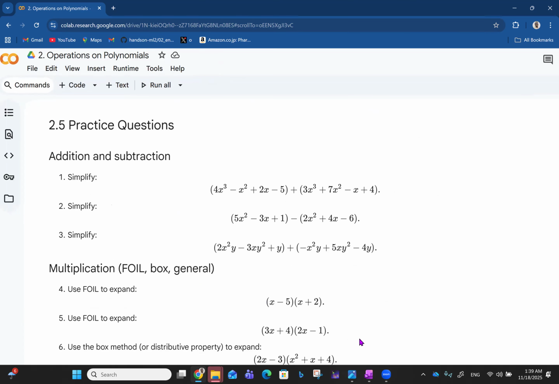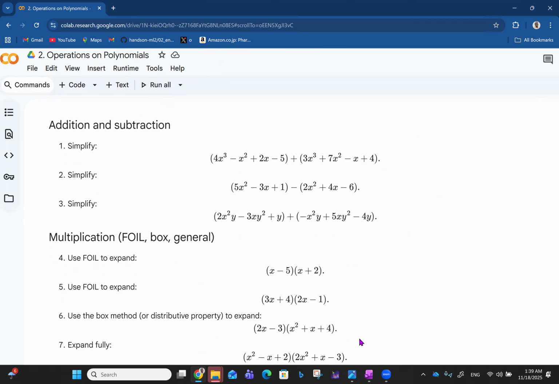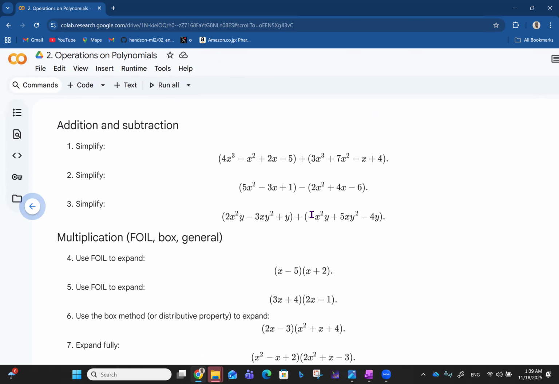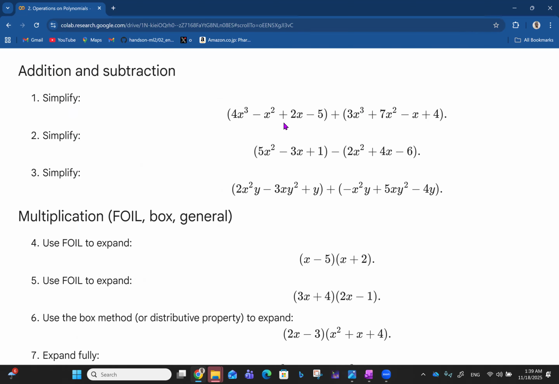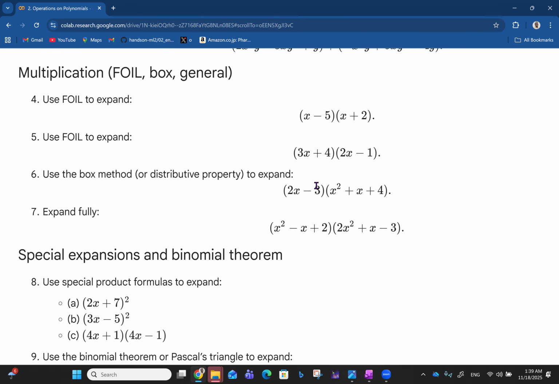Some practice questions right here. For addition and subtraction, if you want to try your hands on adding and subtracting these polynomials, you have these expressions added, this one subtracted. Like we did the other time, your minus can go inside: you have minus 2x minus 4x plus 6, and then you operate on them. Then for multiplication, we did the FOIL method, the normal one: x times x, x times 2, minus 5 times x, minus 5 times plus 2, or you can do the box method. So try all of that in all these places.